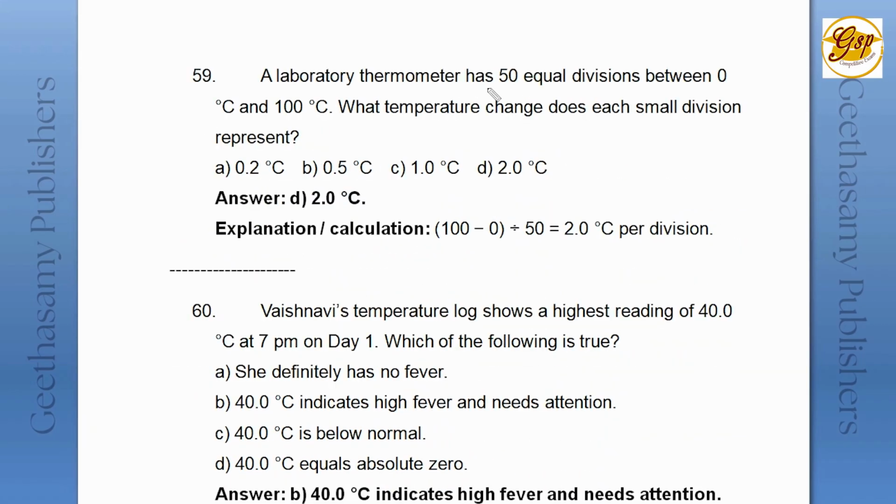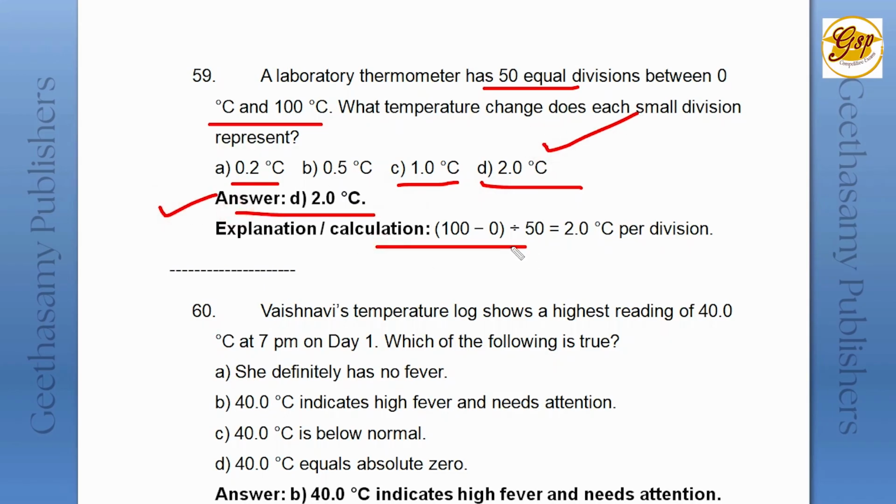59th question. A laboratory thermometer has 50 equal divisions from 0 to 100 degrees centigrade. What temperature does one small division equal? 0.2 degree centigrade, 0.5 degree centigrade, 1 degree centigrade, 2 degree centigrade. The correct answer is 2 degree centigrade. Explanation: 100 minus 0 divided by 50 is 2 degrees per division. 2 degree centigrade per division.